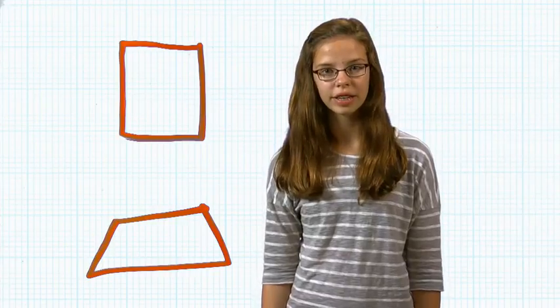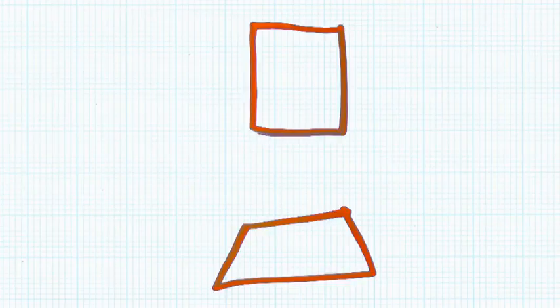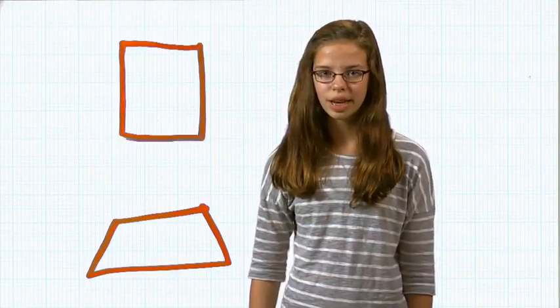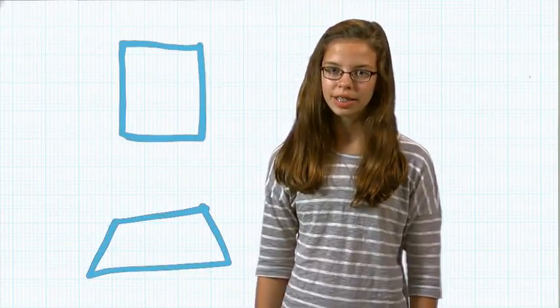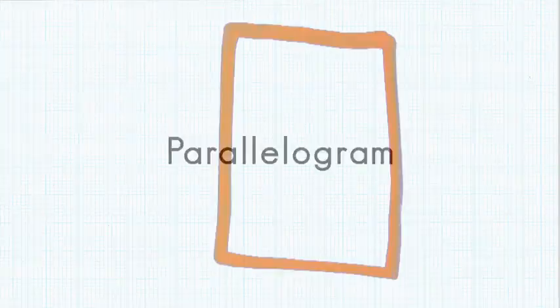Each one of these figures has four sides made up of line segments. And both are closed figures, so they're both quadrilaterals. But they look different, right? Well, there are many types of quadrilaterals, such as rectangles and trapezoids. But today, let's just talk about one of these types, the parallelogram.